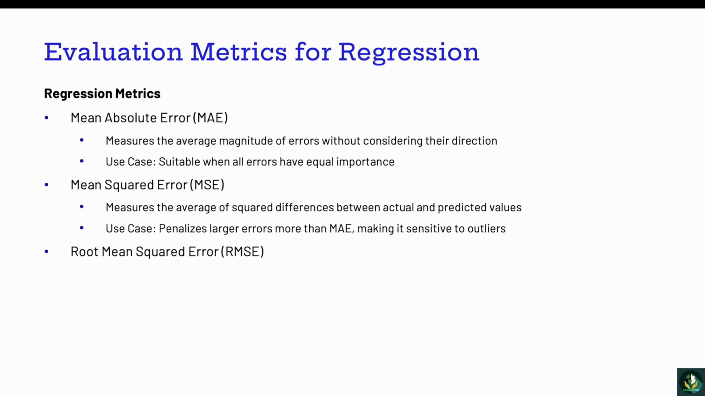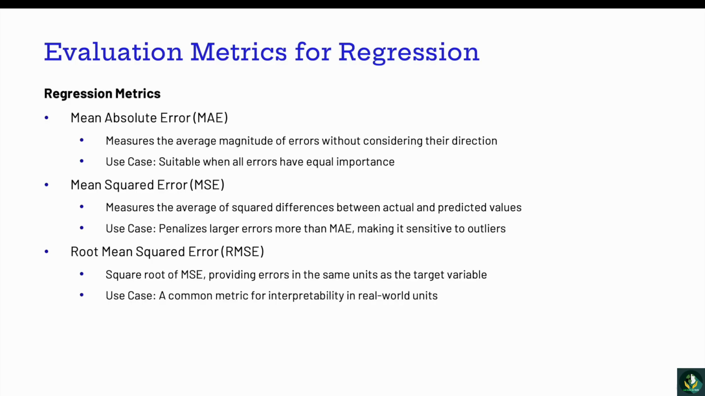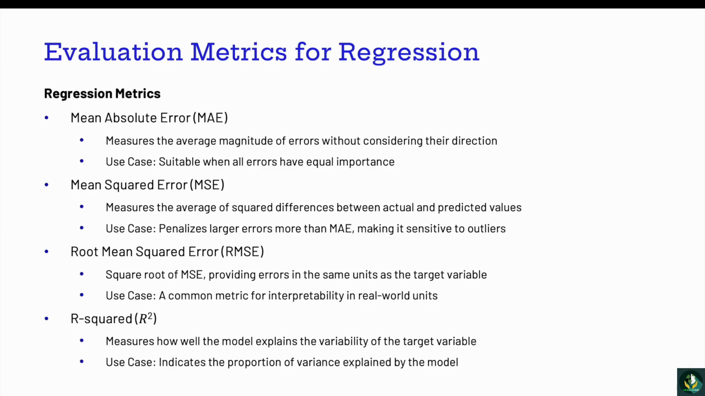Next, root mean square error, or RMSE. It's the square root of MSE, providing errors in the same units as the target variable. The use case: it's a common metric for interpretability in real world units. Next, let's talk about R squared. This measures how well the model explains the variability of the target variable. Use case indicates the proportion of variance explained by the model.